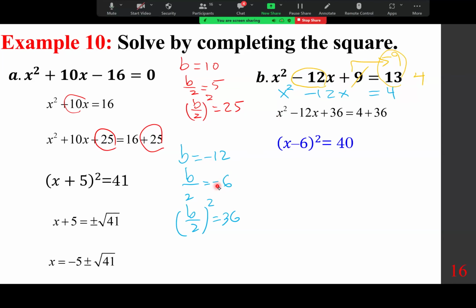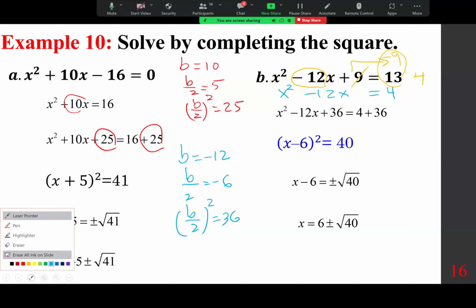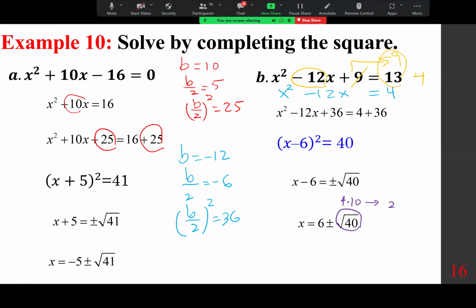So x minus 6 is plus minus square root of 40. We move the negative 6. And the only change I need to make is to write 40 as 4 times 10. So the 4 comes out as 2 square root of 10. So we have 6 plus minus 2 square root of 10.